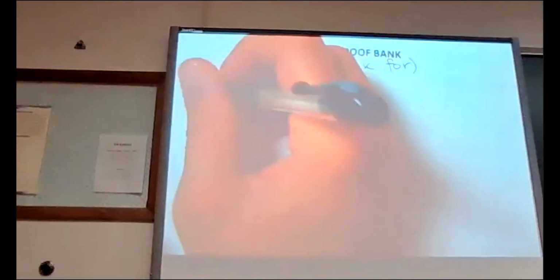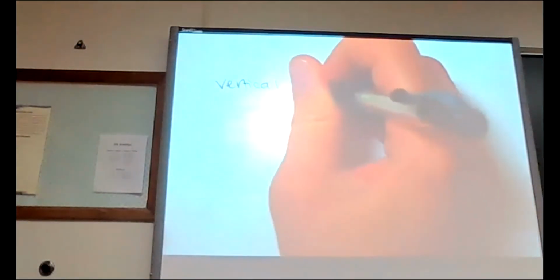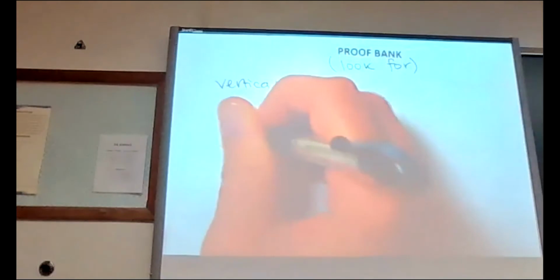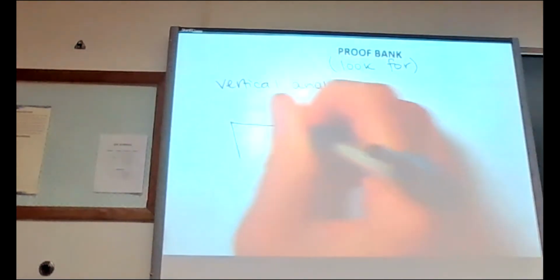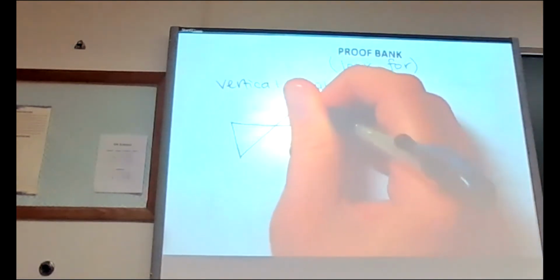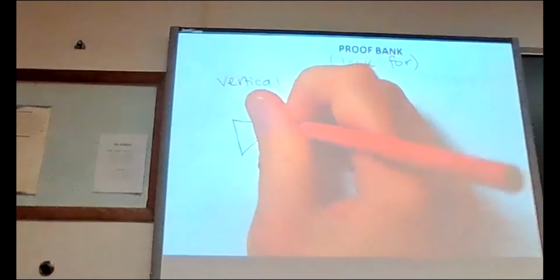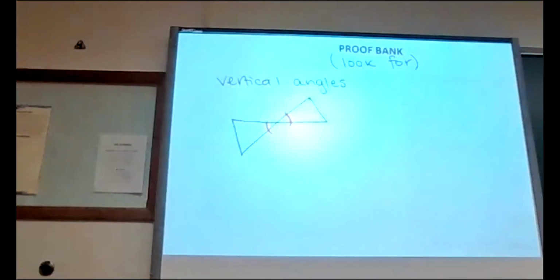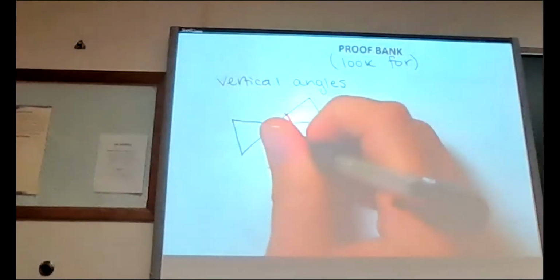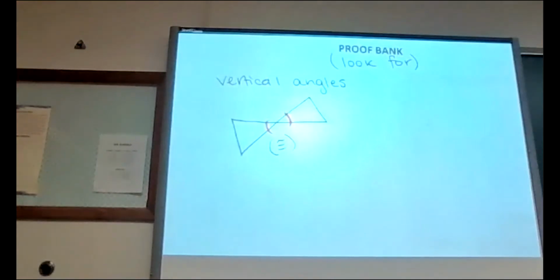So I'll start with the two big ones, which is vertical angles, which looks something like that when we have vertical angles. And when we have triangles like that, we know that vertical angles are congruent. Congruent angles. Our diagram looks like that. We can write down vertical angles in our proof.